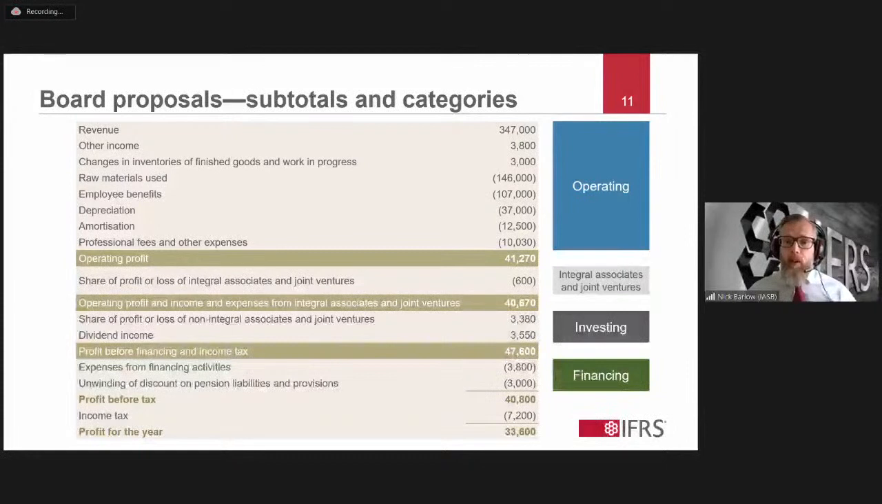And so the compromise that the board reached was to define integral associates and joint ventures, which would identify those equity accounted investments that are closer to operating and would then be categorized in their own category with a subtotal drawn below, so that users would be able to see the operating profit in combination with those shares of associates and joint ventures which are close to the operating. Those associates and joint ventures that are not integral would then be included in the investing category, as they are those that are meeting that definition of investing, generating returns independently of the operations of the entity.